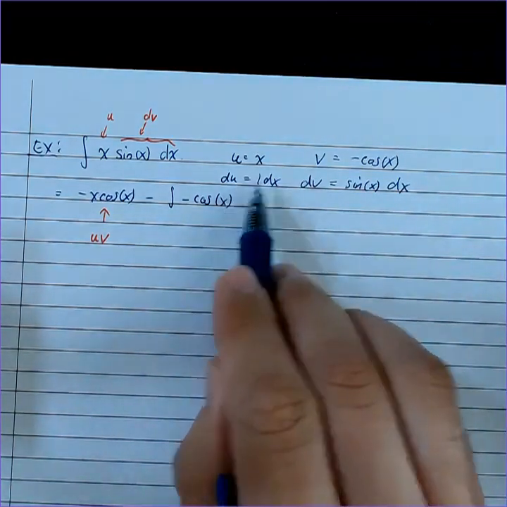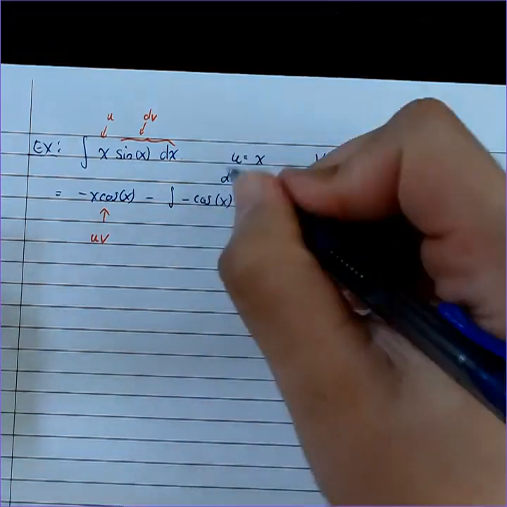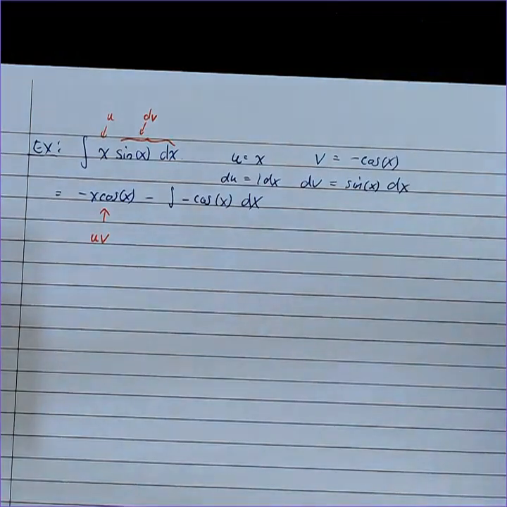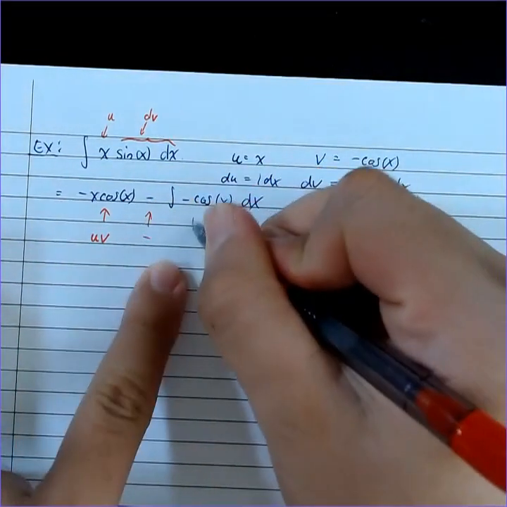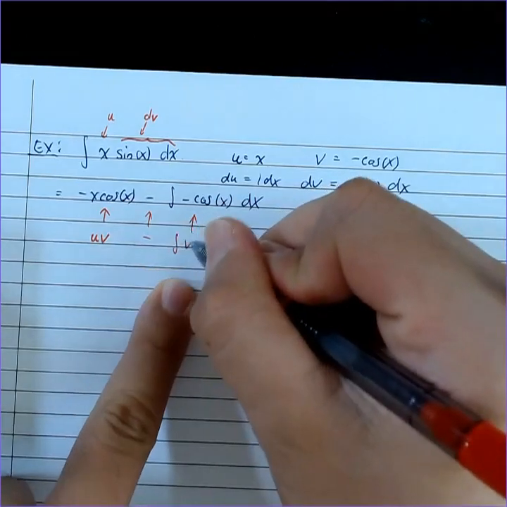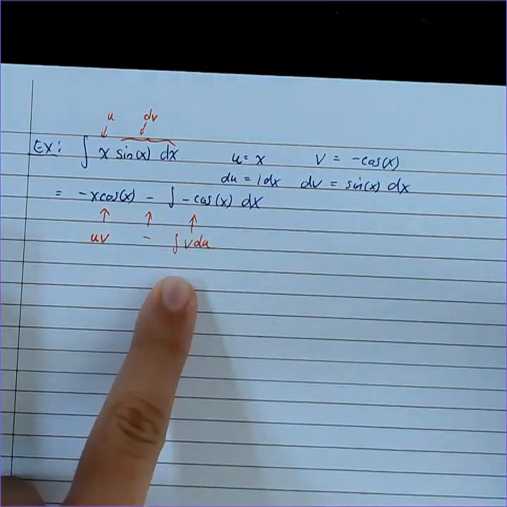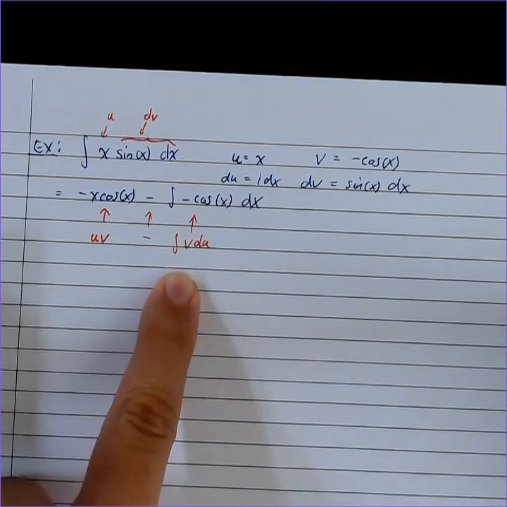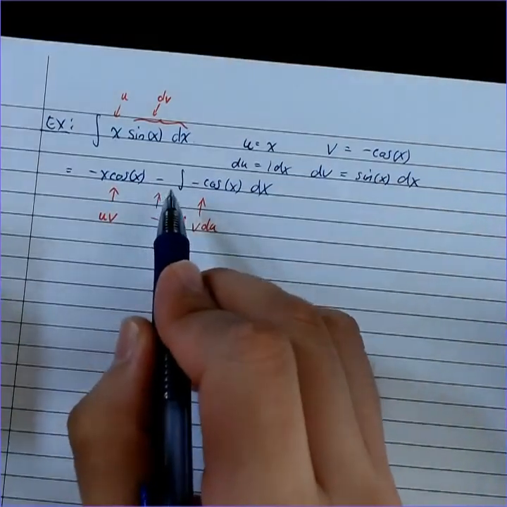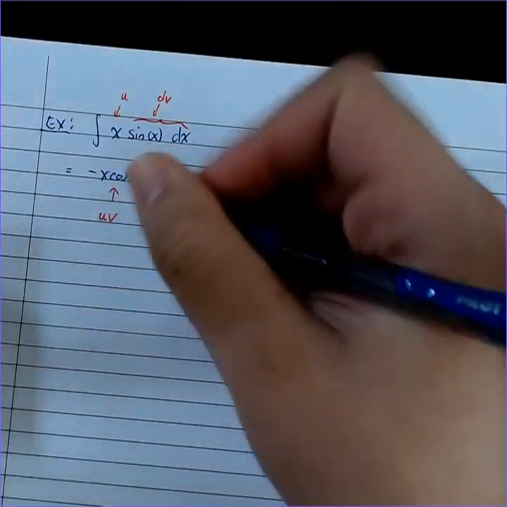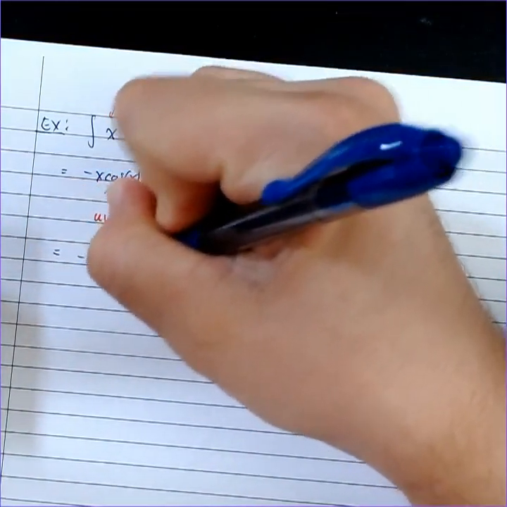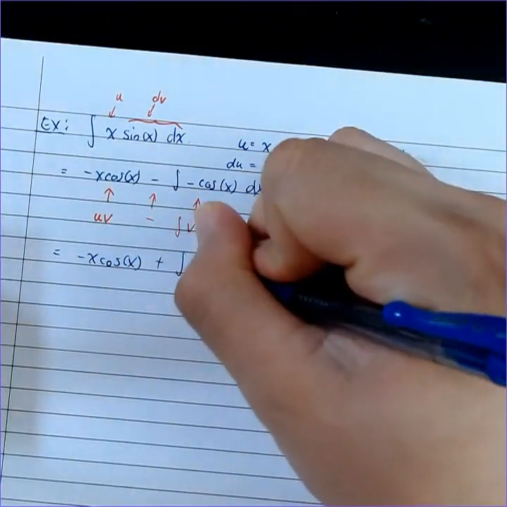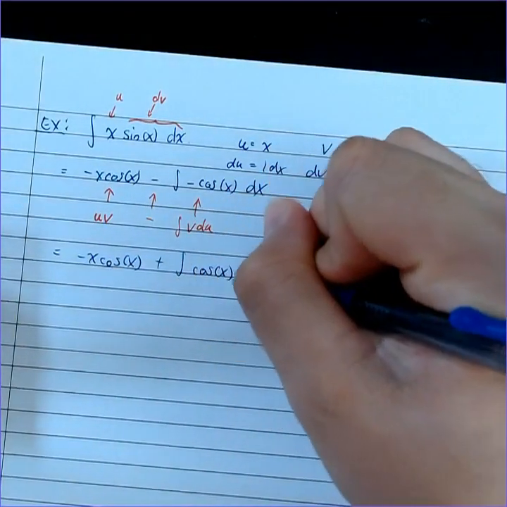And then there's your du. You can write 1 dx, or you can just write dx. Okay? So that's uv minus the integral of v du. Okay? So now we can simplify this a bit. Notice minus and minus, we just write that as a plus. So it's going to be negative x cosine of x plus the integral of the cosine of x dx.